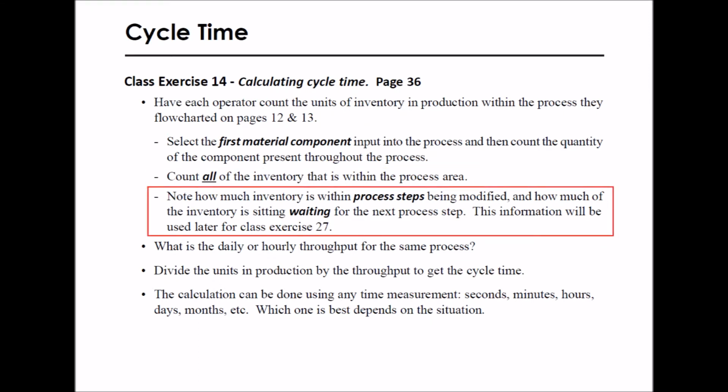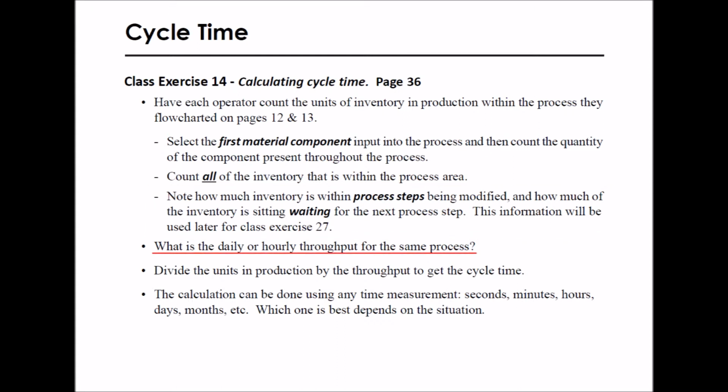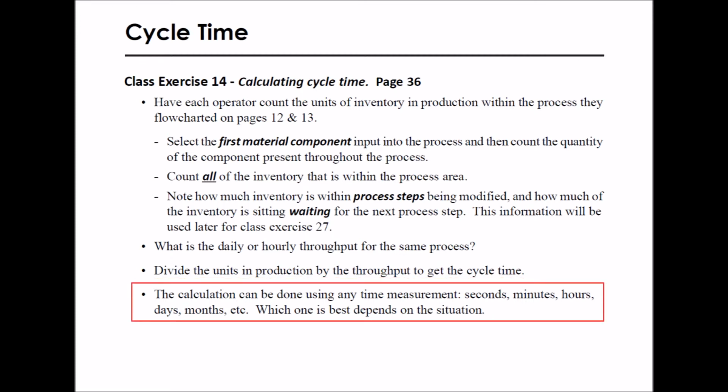Take note of how much inventory is within process steps being modified and how much of the inventory is sitting waiting for the next process step. This information will be used later for class exercise 27. What is the daily or hourly throughput for the same process? Divide the units in production by the throughput to get the cycle time. The calculation can be done using any time measurement: seconds, minutes, hours, days, months, etc. Which one is best depends on the situation.